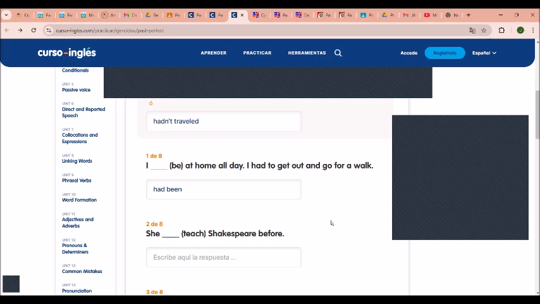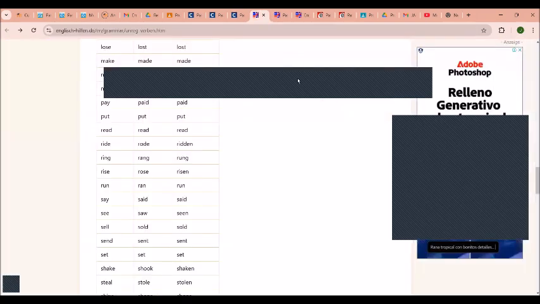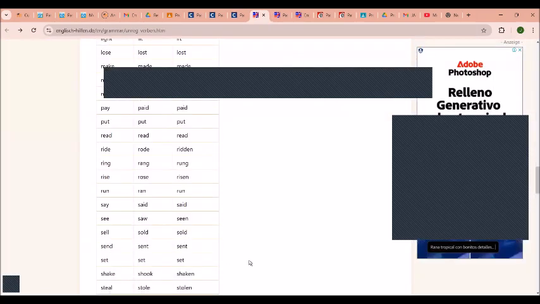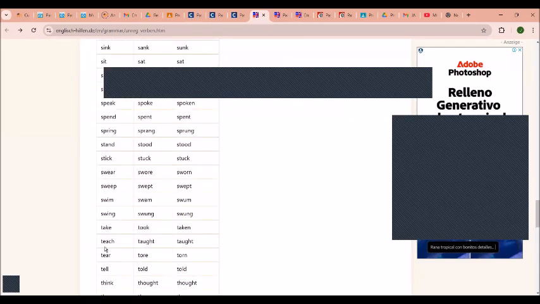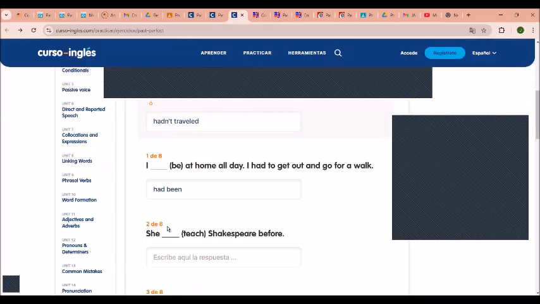She had teach... All right. That's our first irregular verb giving us trouble. Let's go back over to our list. Teach is an irregular verb. It's down at T, and here we have it. Teach becomes taught in its past simple form and taught in its past participle form as well. All right? So she had taught Shakespeare before. Again, Rafael?